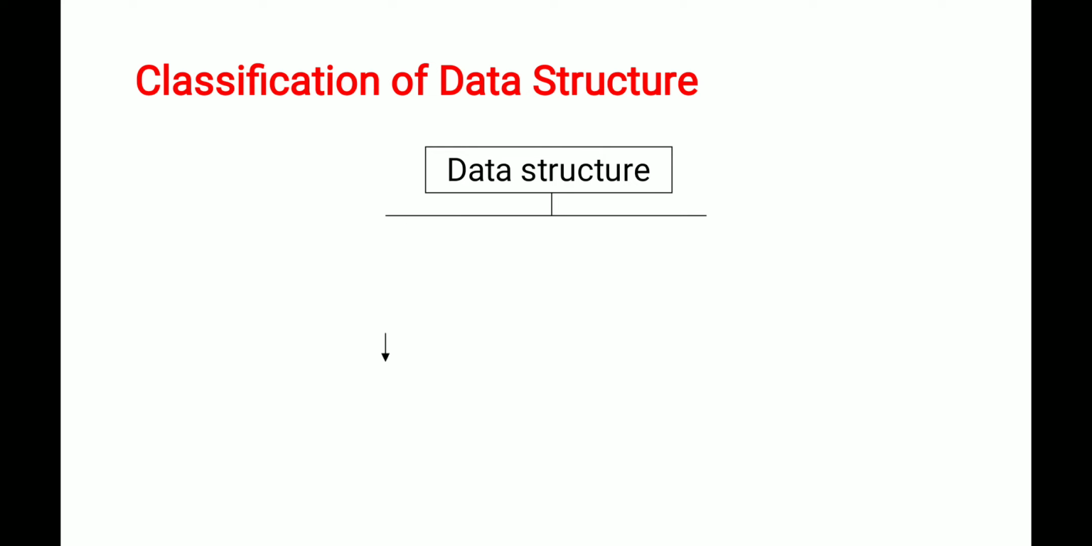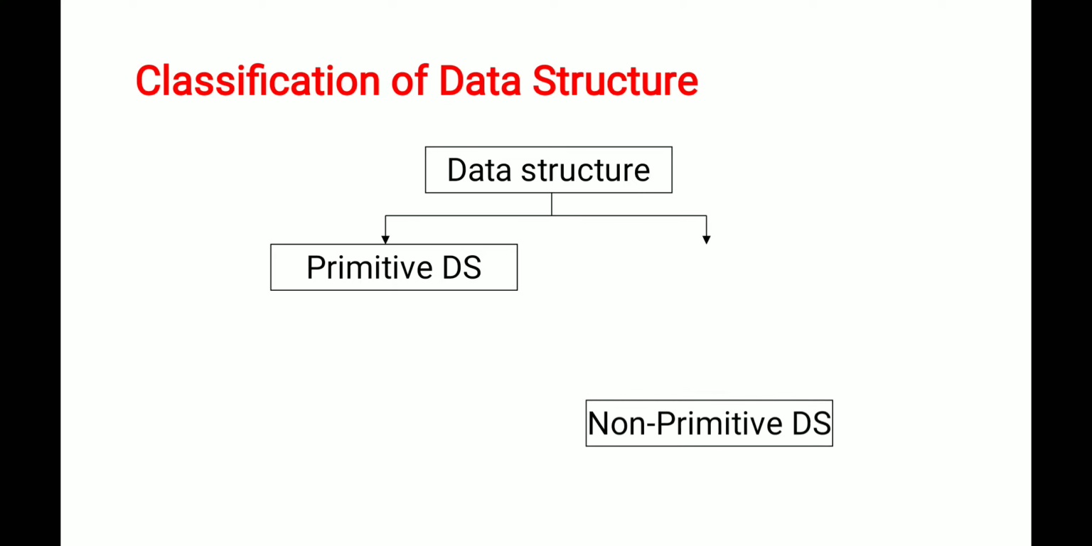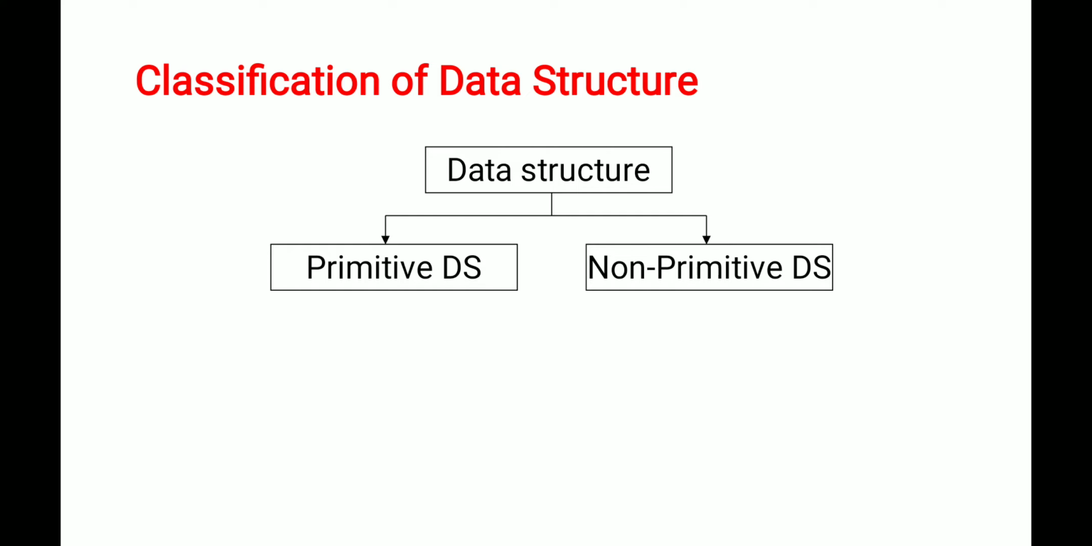Now, data structure is classified into basic 2 categories. So, classification of data structure. We know why we use data structure: it is the way to organize the data into computer memory. When we classify the data structure, it is classified into 2 major groups. The first one is primitive data structure, and the second one is non-primitive data structure.